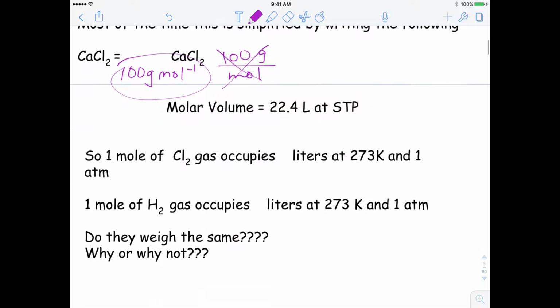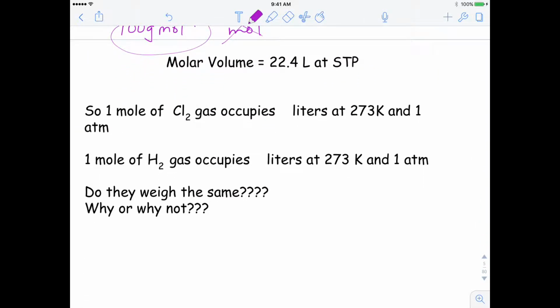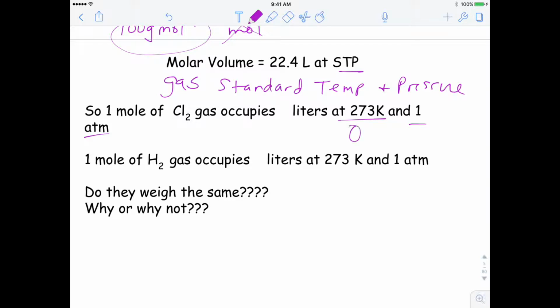We can also do molar volume. Molar volume is 22.4 liters at STP. This is for gases only, and again, it's at STP. If you forgot, STP stands for standard temperature and pressure. The values for that are 273 Kelvin and 1 atmosphere. When we do gas laws, we'll do other units of pressure and temperature. You might know that this is also 0 degrees Celsius.